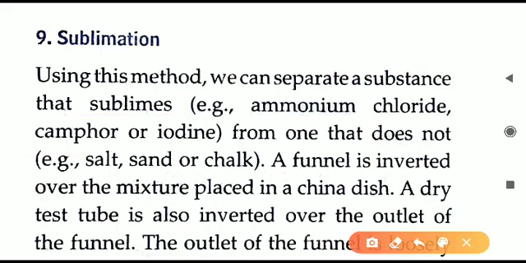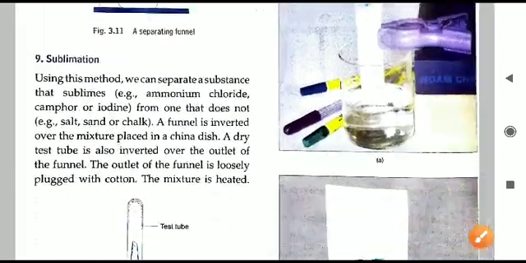For example, we have a mixture of camphor and sand. If both the things are mixed together, then we can separate them by sublimation. Similarly, if we have taken ammonium chloride and another thing, salt, both mixed together, both are white color powders. Salt is white, ammonium chloride also is a white color powder. So how will we separate both of them? You see now in the diagram.